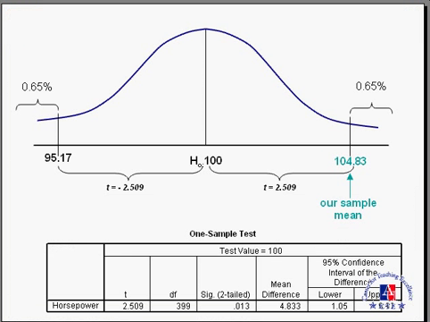Let's now leave SPSS and look at the sampling distribution. It looks like this. First, the distribution is based on the assumption that the null hypothesis is true. So the population mean under the null hypothesis is in the middle. It is 100. Our sample mean of 104.83 is 2.509 standard errors to the right. 0.65% of the sampling distribution are in the right-hand tail.